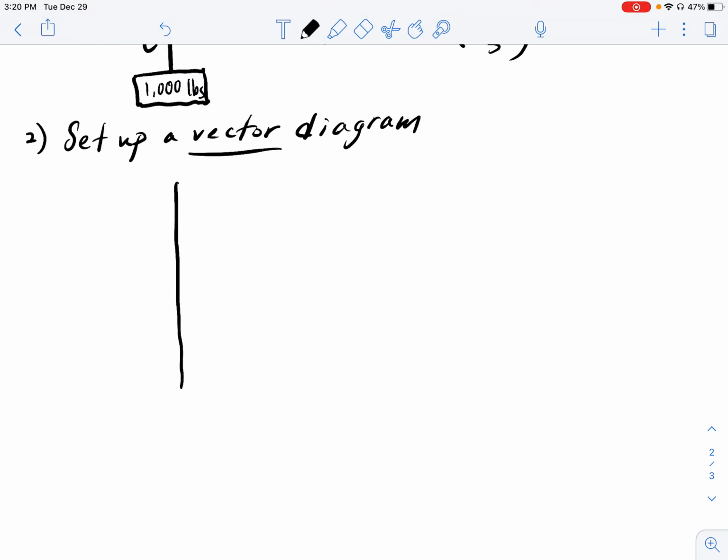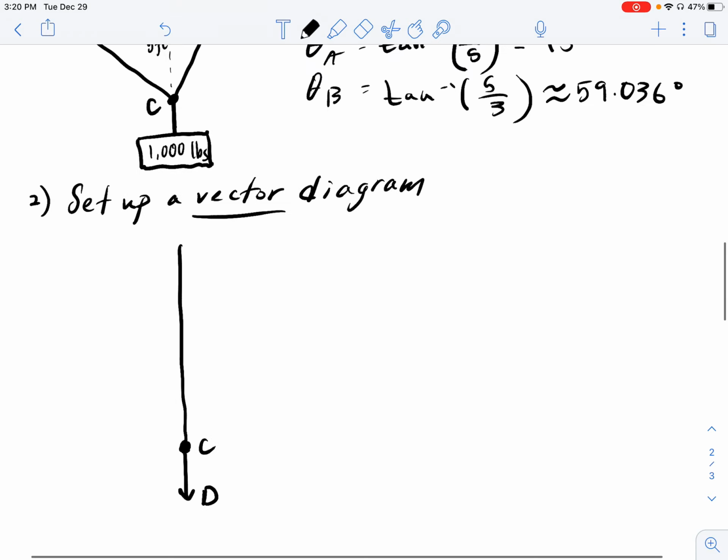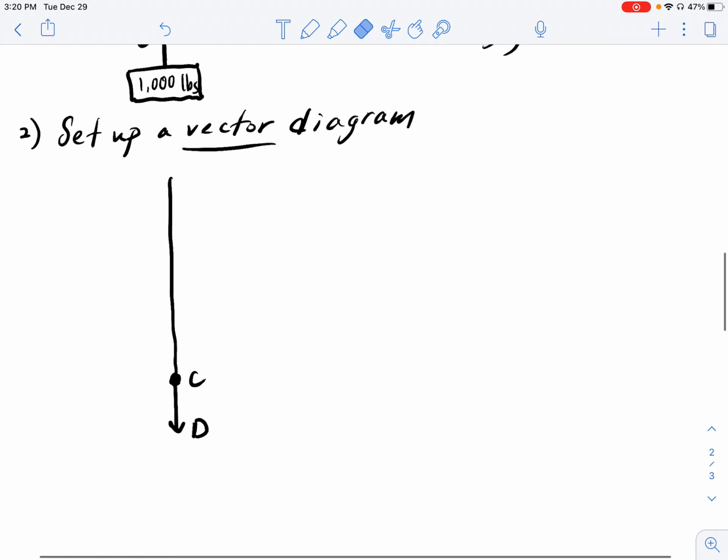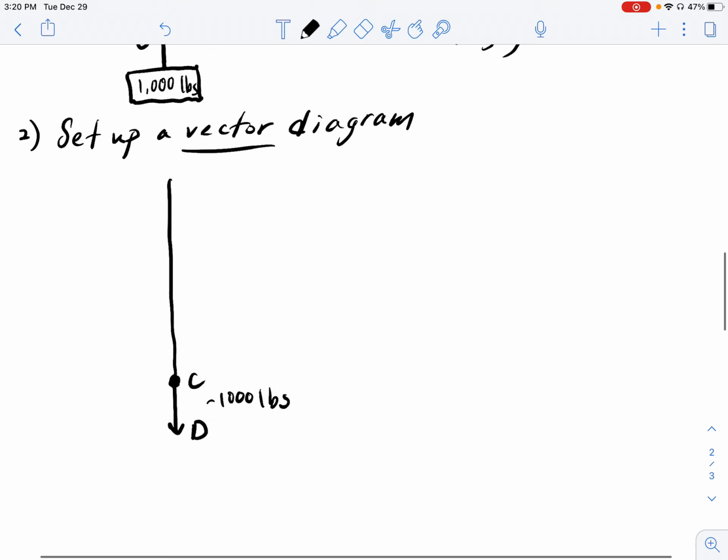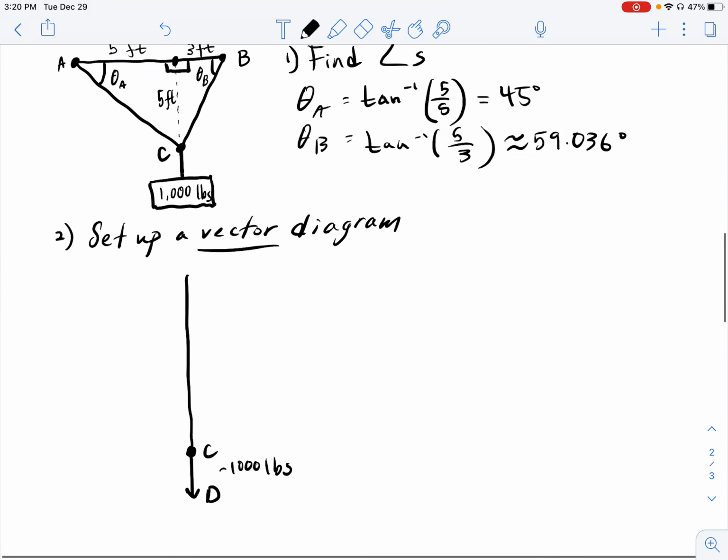So we still got a vertical line, we still got the weight down here. We're going to say this is our point C, and point C to D, that's going to be a weight. So this represents this portion here of the diagram, okay? And this is a vector C going to D, and this vector has a mass or a force of negative 1,000 pounds, okay? Now, let me just kind of zoom out so you can see both things going on here.